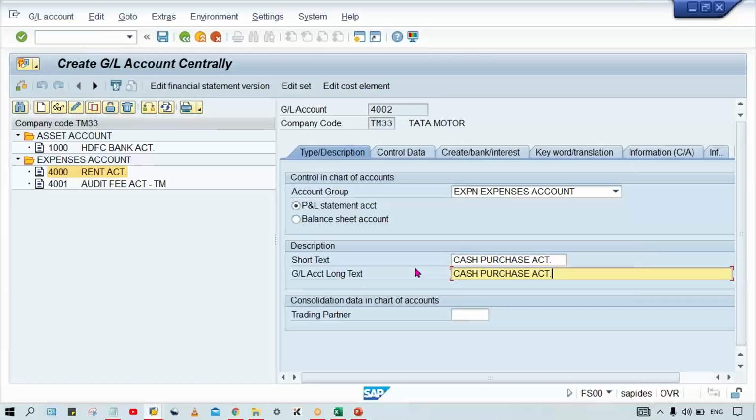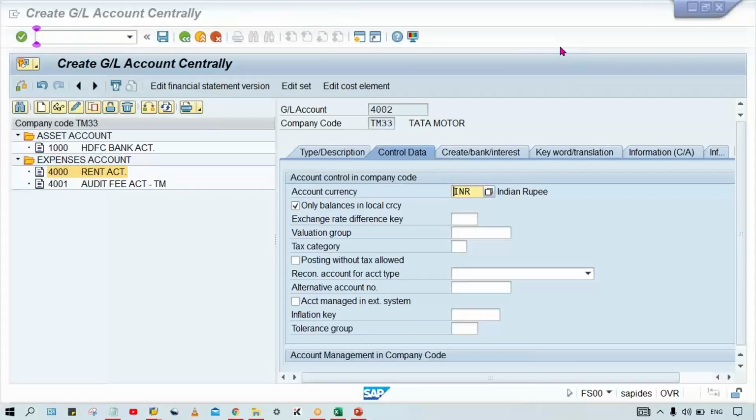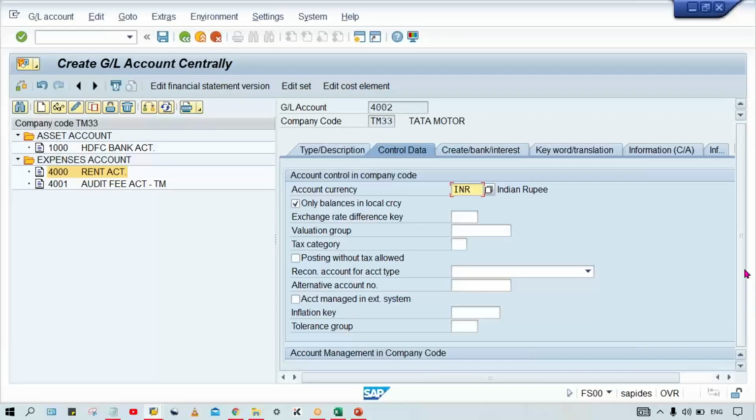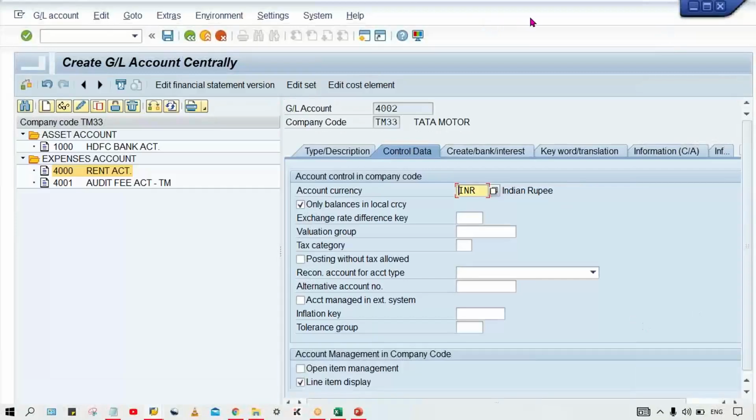Cash purchase account. Remaining everything will be as it is. Okay, and look at here, guys. The screen size is bigger, so that is why I have to scroll down here. I think, yeah, now it is perfect.